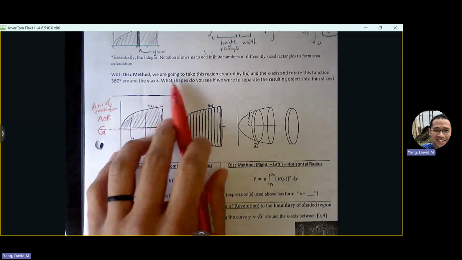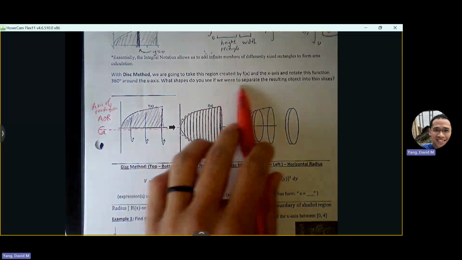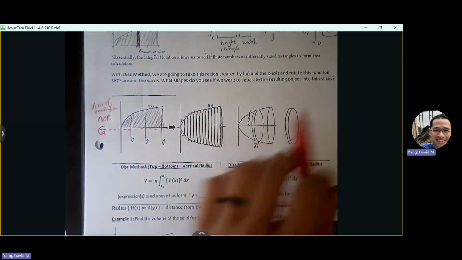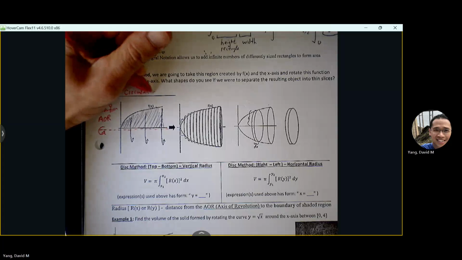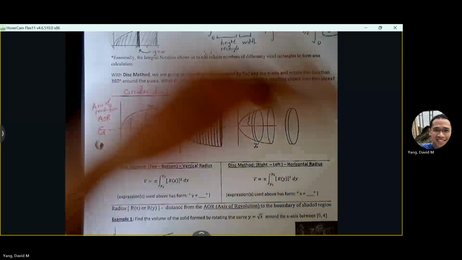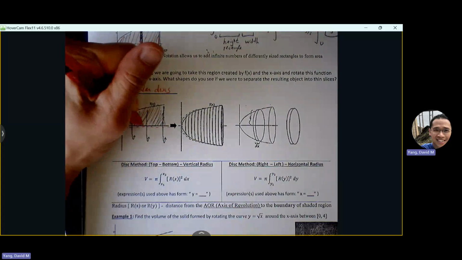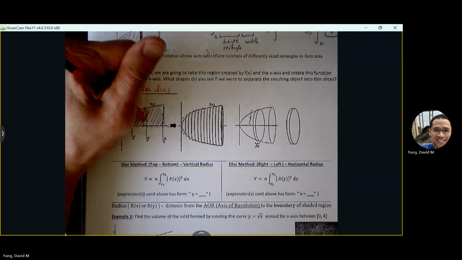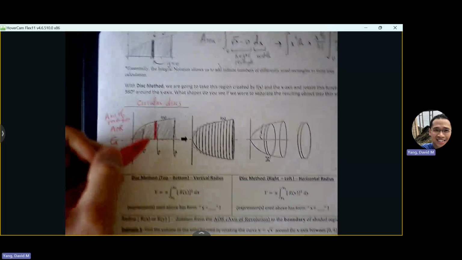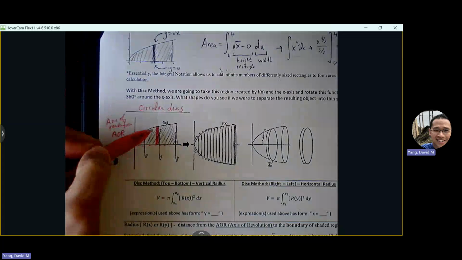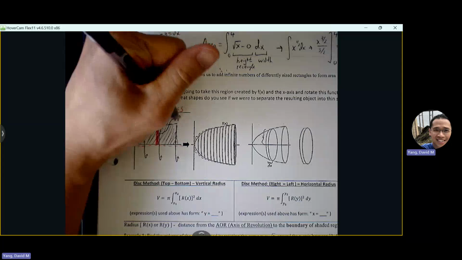Let me backtrack a little bit here. We're going to take this region and rotate it around the x-axis. What shape do you see if we were to separate the resulting object into thin slices? We see these circular discs. So from the axis of revolution to the edge of the boundary, we're going to also draw this length, but this length is no longer going to represent the height of rectangles. This length is now going to represent the radius of these circular discs.